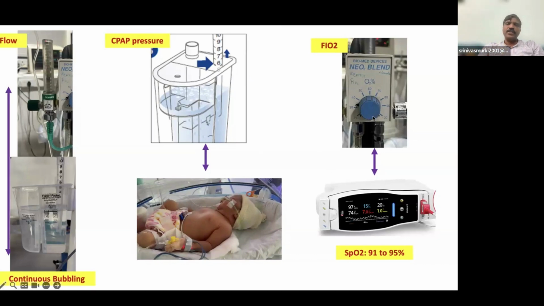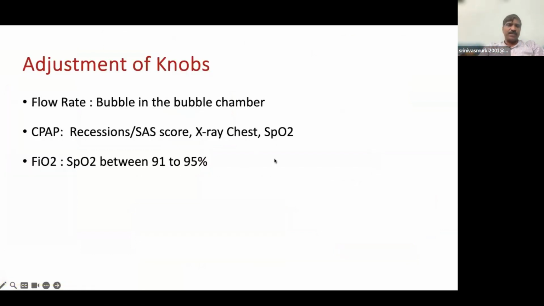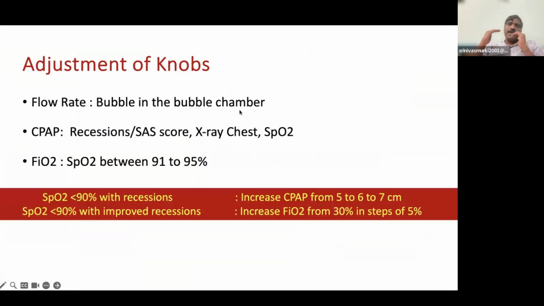Now, the third point is how do you know that FiO2 of 30% is adequate for this baby or not? So when you set 30%, you should be able to see a saturation of 91 to 95%. So flow is for bubbling, pressure is for recessions, and FiO2 is for saturations of 91 to 95%. Now, how do we adjust further? So these are the three knobs which we have, and that is how you will adjust the flow, CPAP, and FiO2.